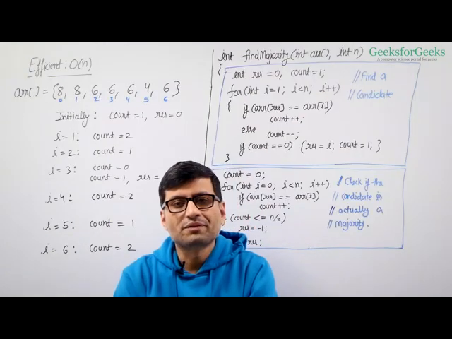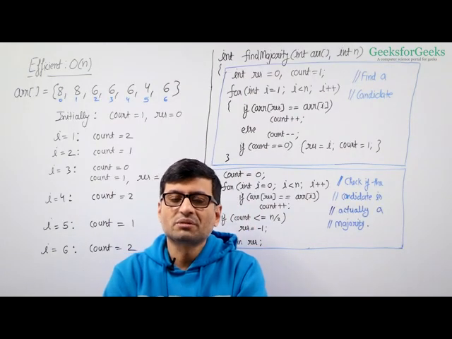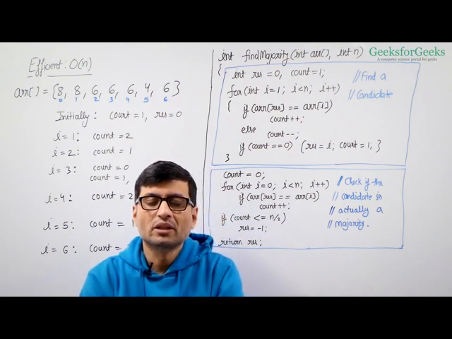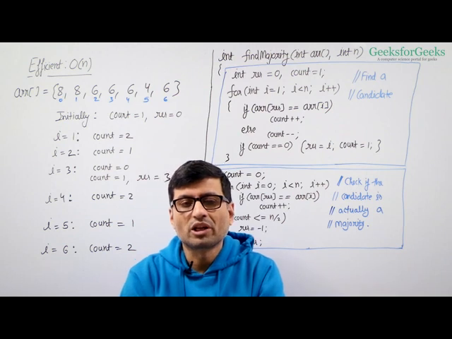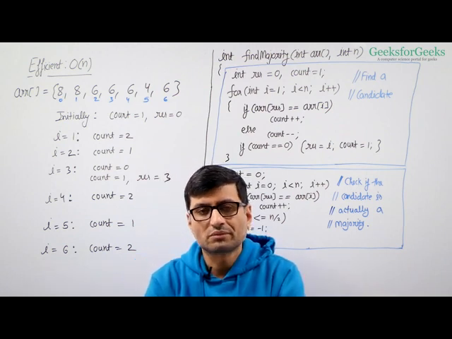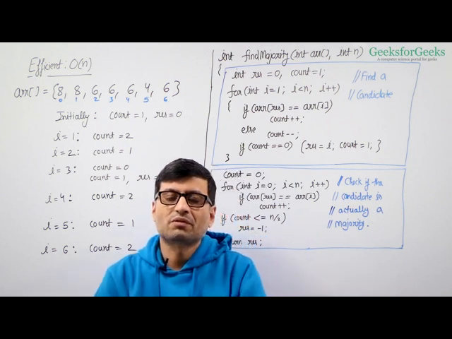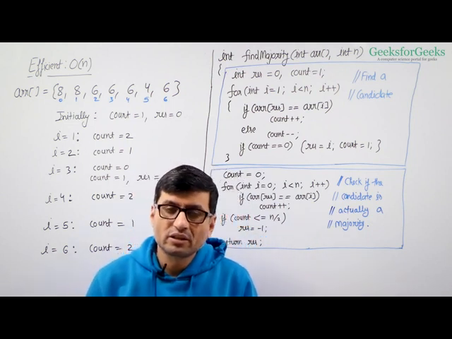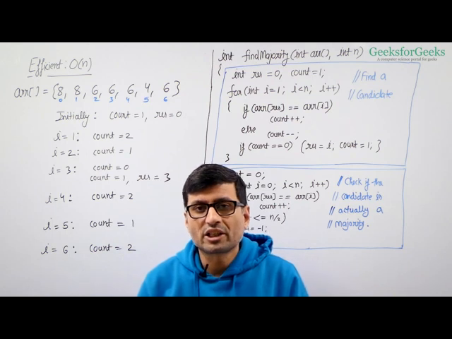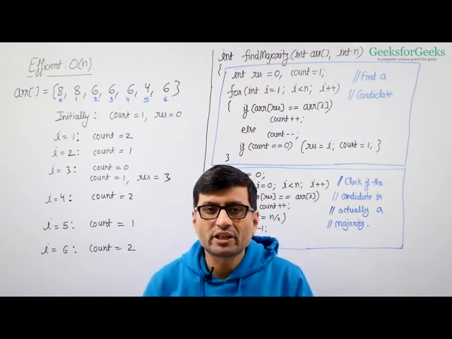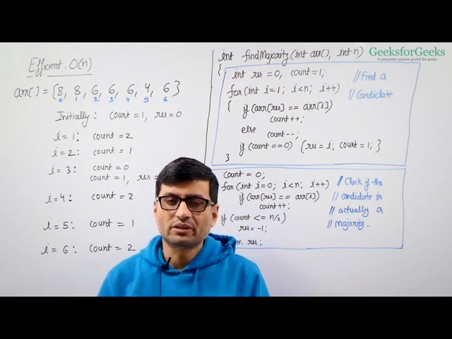Let us talk about the efficient solution. It works in big O of n time and takes big O of 1 auxiliary space. This algorithm is popularly known as Moore's voting algorithm. It works in 2 phases. The first phase finds a candidate, and the first phase guarantees that if there is a majority element in the array, then this candidate is going to be the majority element.